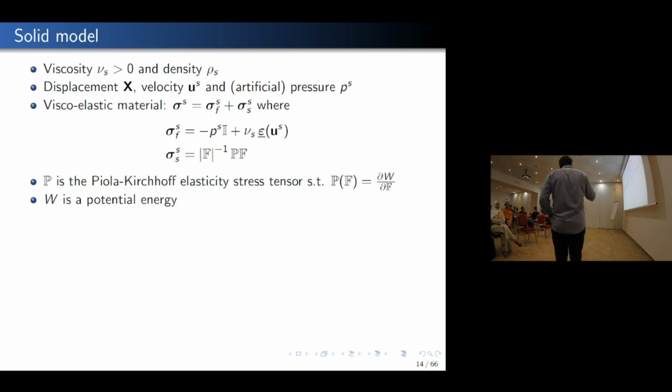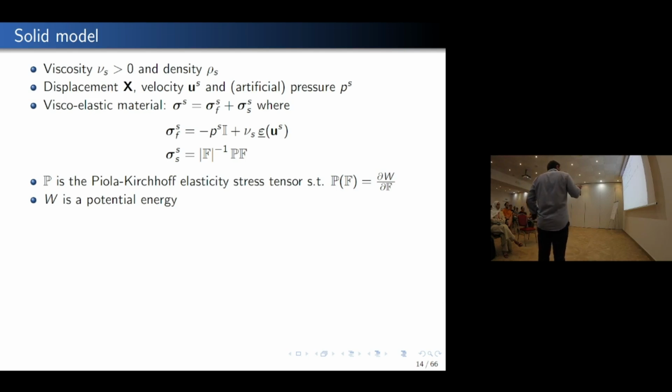The first one, sigma fs, is the viscous part, and it is basically the same as for the fluid, since we have minus the artificial pressure times the identity tensor plus mu s symmetric gradient of us, where the artificial pressure ps is the distributed Lagrange multiplier we need to enforce the incompressibility condition in the domain omega.